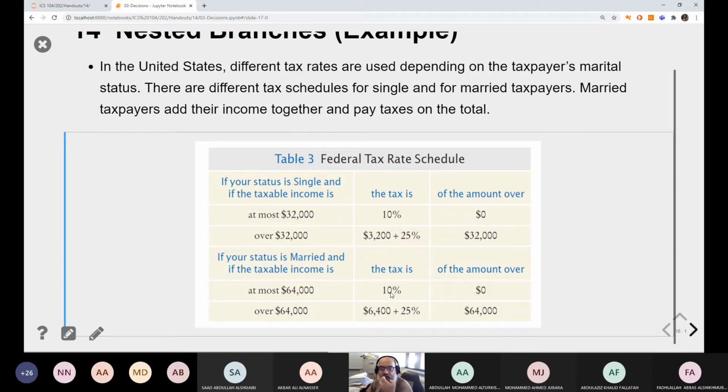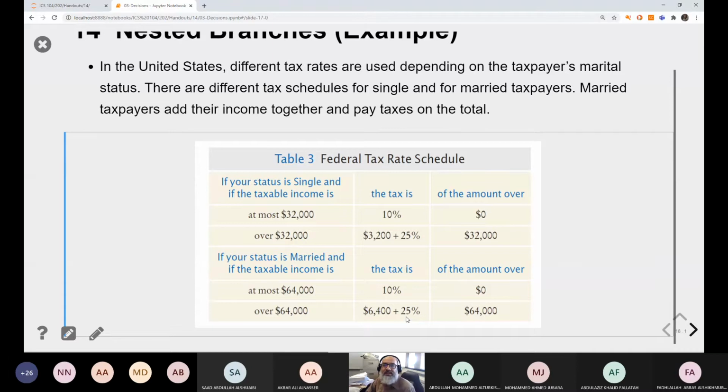So for example, if you and your wife make 50,000, then you will only pay 5,000. What if the income was over 64,000? Then we take 10% of the 64,000. What is 10% of 64,000? It is 6,400, plus whatever is above the 64,000, you will take 25% of.